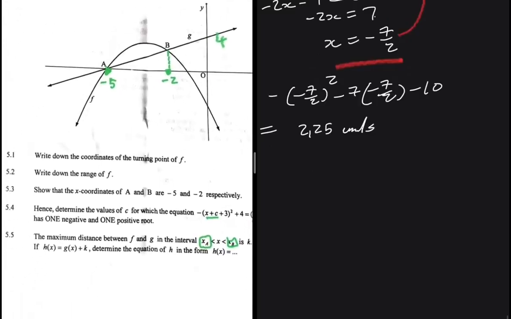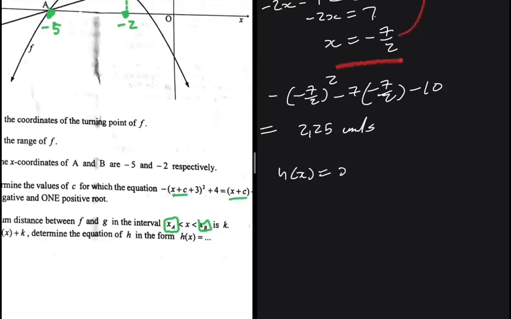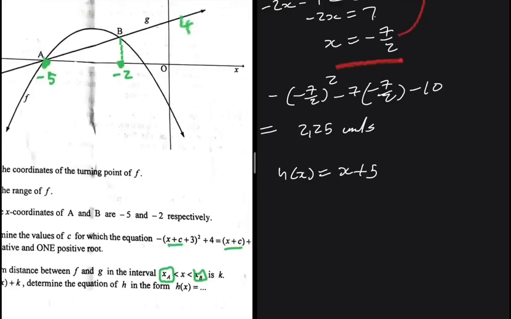So now we can go ahead and say that h of x is equal to g of x, which is x plus 5, and then plus k, which is 2.25, right? So we have x, and then what's 5 plus 2.25? That is plus 7.25. What I usually do before using first principles is using the power rule, so that when I get my answer after using the first principles, I can see if my answer is correct or not.